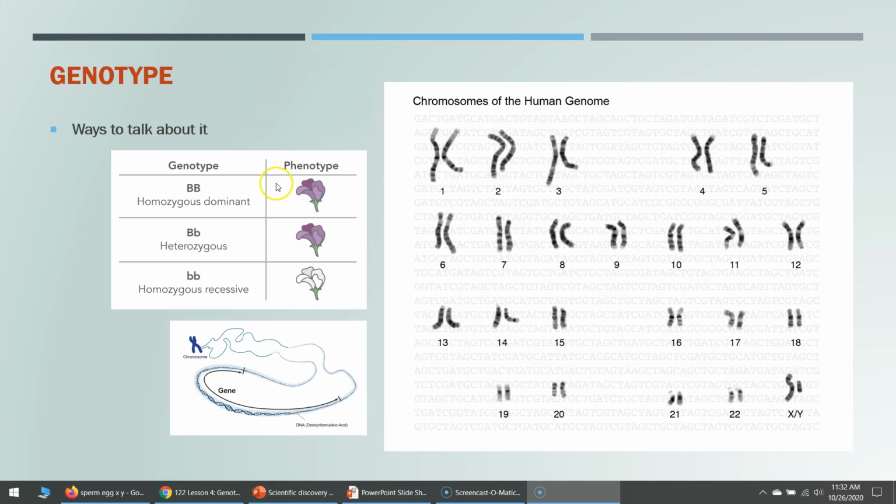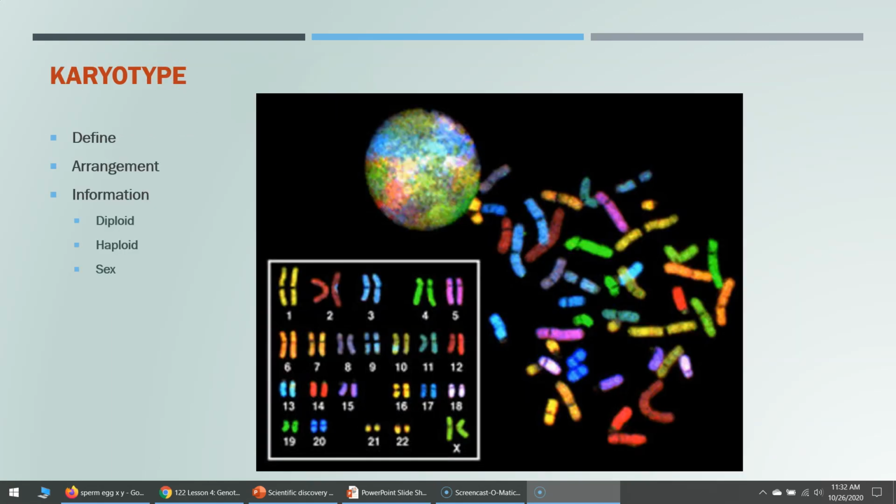Okay, so write down those 3 ways to talk about it. You can be referring to one gene, you can be talking about a whole genotype or a whole karyotype in a genome, or you could be talking about one specific gene when you're doing Punnett squares, because we're going to do some Punnett squares in this class a little later.